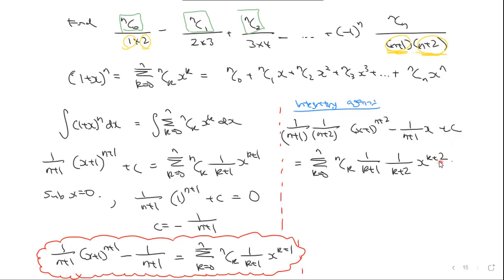Again, 0 is probably going to just wipe out the right-hand side. So we'll do that. Sub x equals 0. The right-hand side becomes 0. And you're left with 1 over n plus 1, n plus 2. Sub in 0 means that becomes 1. You can see that becomes 1. Okay. Minus 0, so that just goes completely. Plus c equals 0. That gives me my c.